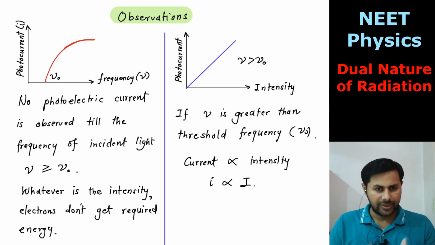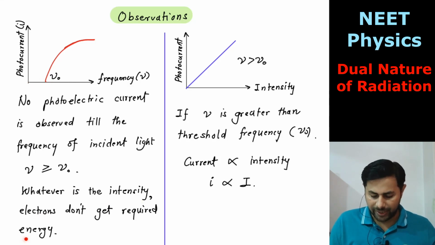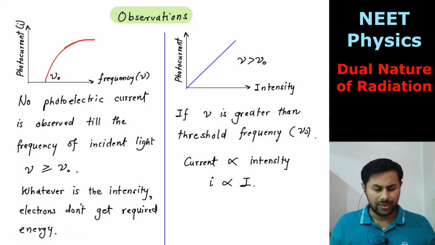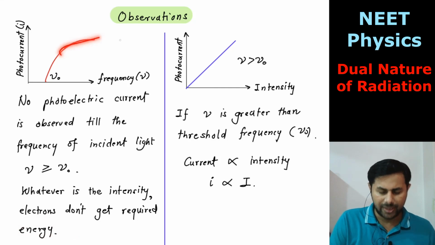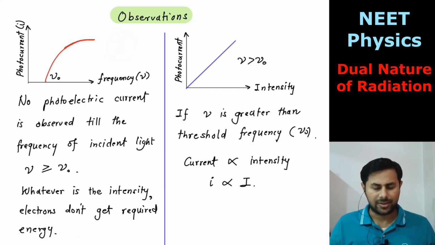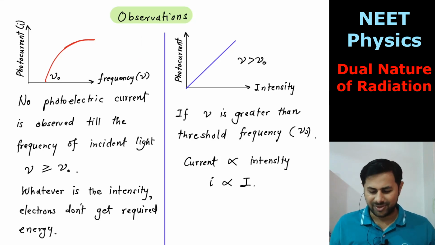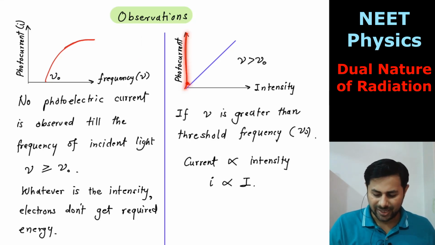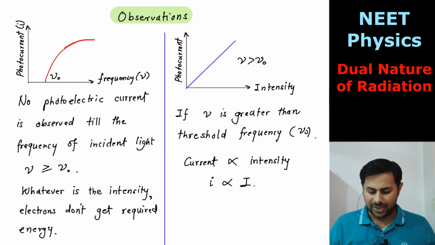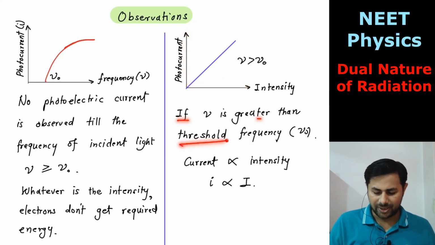Unless the frequency hits nu naught, whatever is the intensity, the electrons don't just get the required energy. So this first graph tells you that energy does not depend on the intensity. Energy of the light does not depend on intensity, or at least the energy that electrons gain from light does not depend on the intensity.